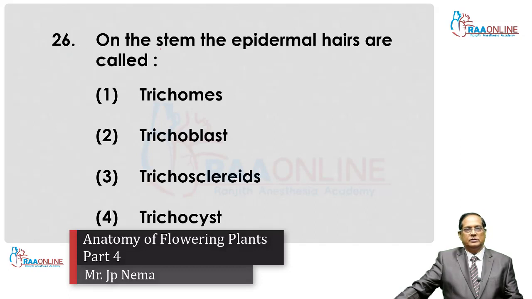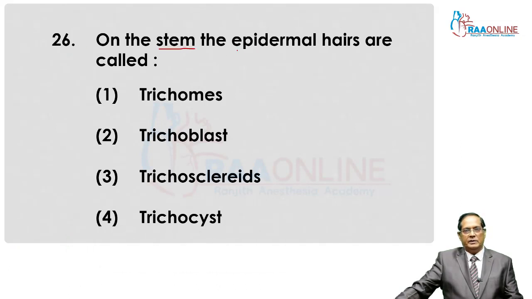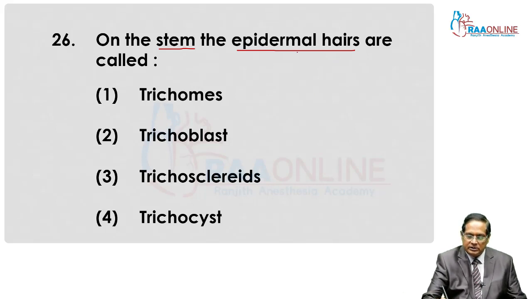26th question. On stem, an epidermal hair. These epidermal hairs are present mostly on dicot stem epidermis. This is the outermost covering of dicot stem, known as epidermis.